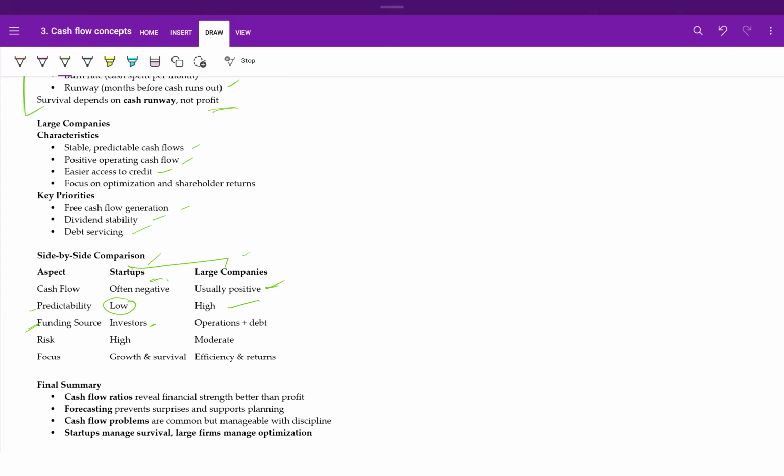Large companies use a mix of operations and debt. They fund themselves through cash generation from operations and through debt financing, which means bank loans or issuing bonds in the market. Their strong cash flow allows them to borrow at lower cost and rely less on equity dilution.